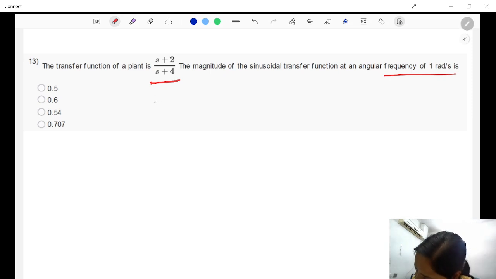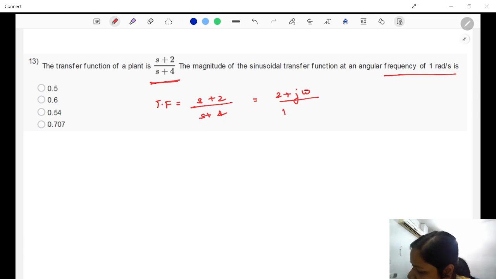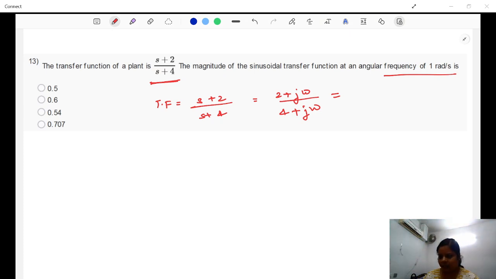So your transfer function is what? S plus 2 upon s plus 4. We can write it as 2 plus j omega upon 4 plus j omega, right? Now, what I want to do is find out the magnitude. If I want to find out the magnitude, I definitely have to get rid of the j term. So how will we do it? First, let's take the conjugate.